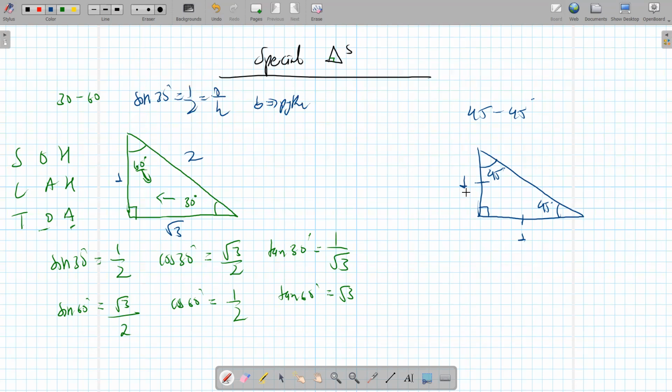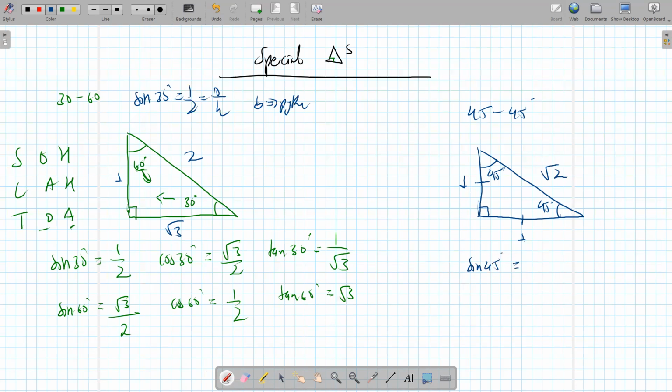Wouldn't it just be 2? No, it would not be. C squared is a squared plus b squared, right? C squared is 2. What's c? Square root of 2. Yeah, square root of 2. There we go. And using this, we can write down a bunch of ratios.